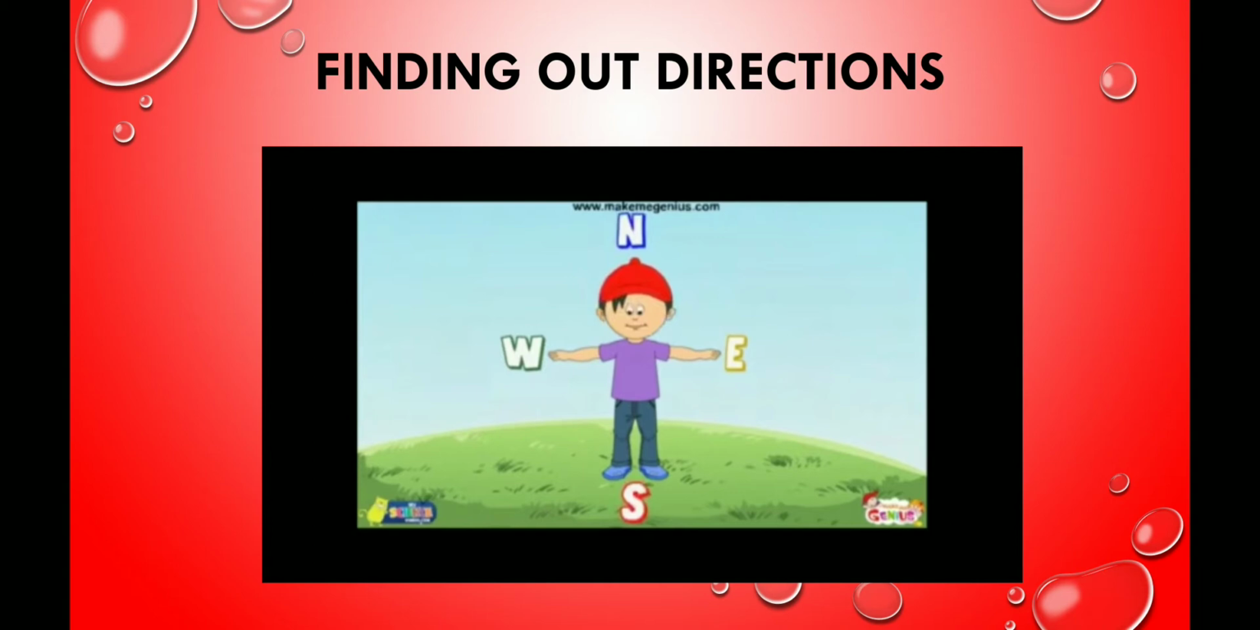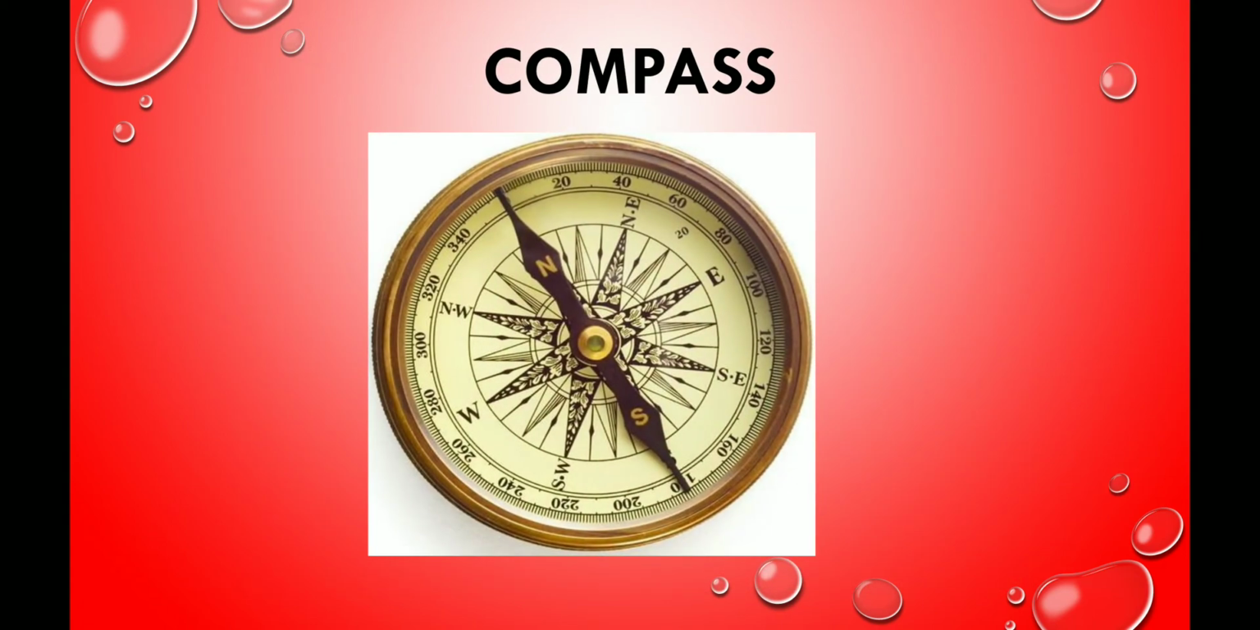You can see the sun in daytime only, but if it is cloudy, you cannot see it. People need to know the direction at all times of the day as well. In order to find a direction, we use a compass. This is a picture of a compass.